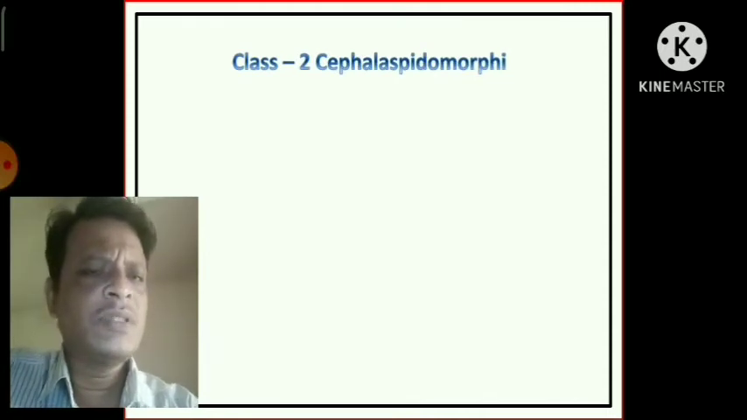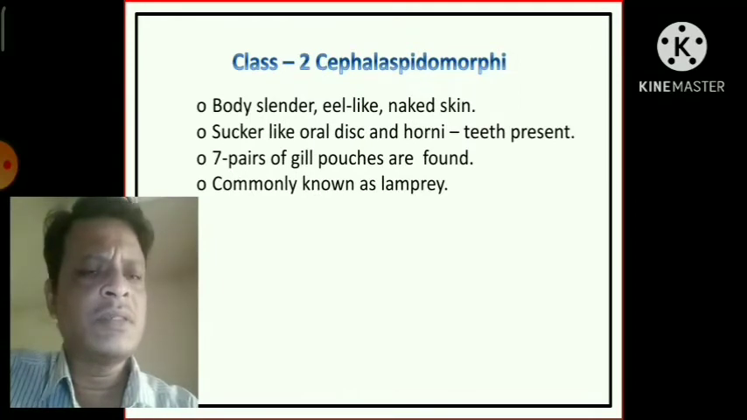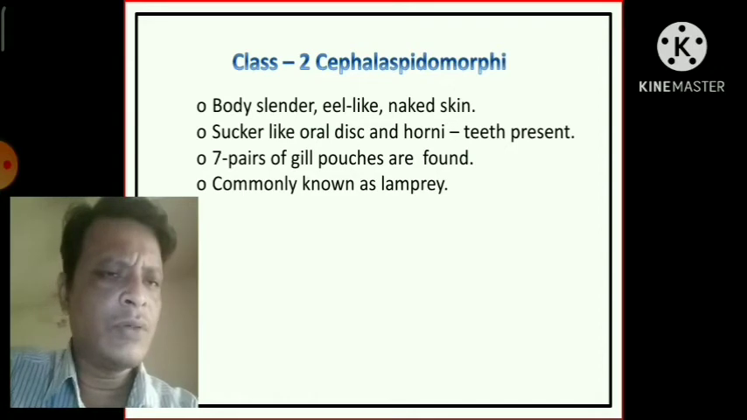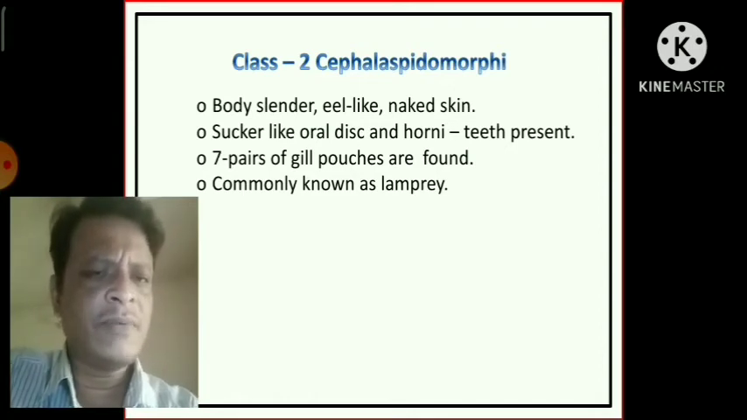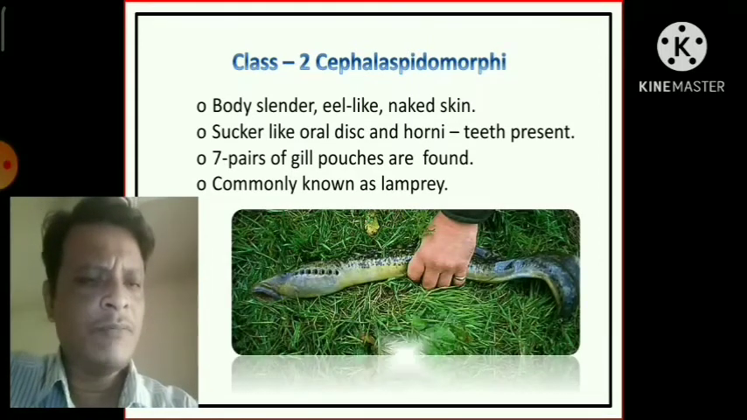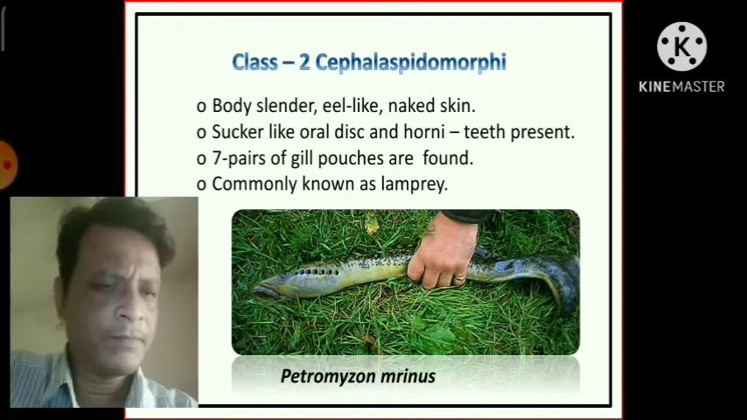Now the class 2, the Cephalaspidomorphi. Now let's discuss some of the important characteristic features of the class Cephalaspidomorphi. The body is slender, eel-like, with naked skin. A sucker-like oral disc with horny teeth is present. 7 pairs of gill pouches are found. They are commonly known as the lamprey. If you look at the figure, this is the lamprey, the Petromyzon marinus.